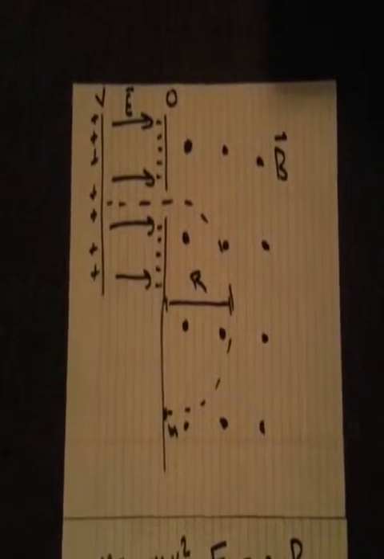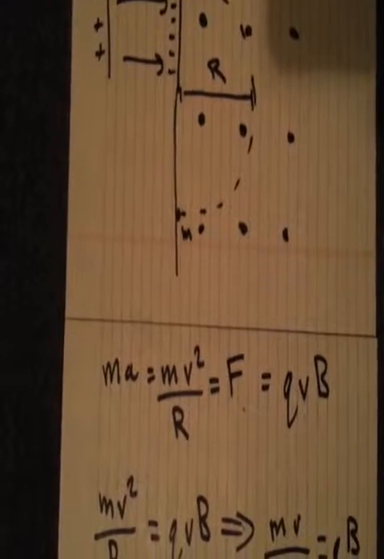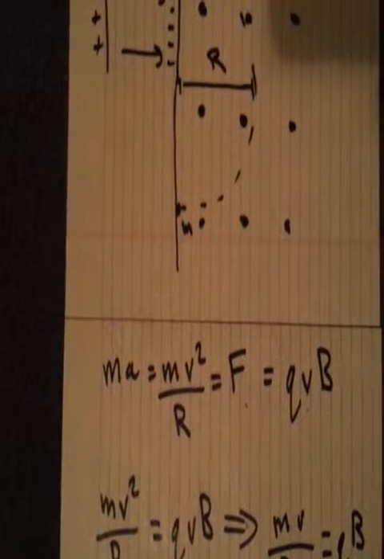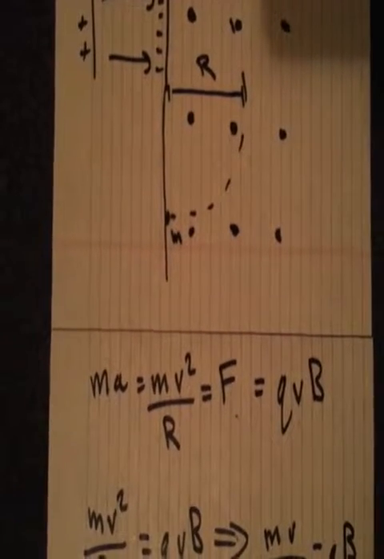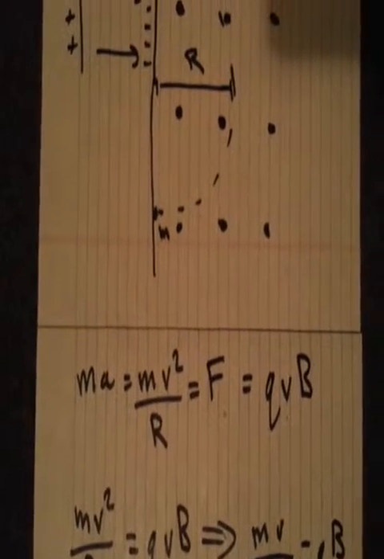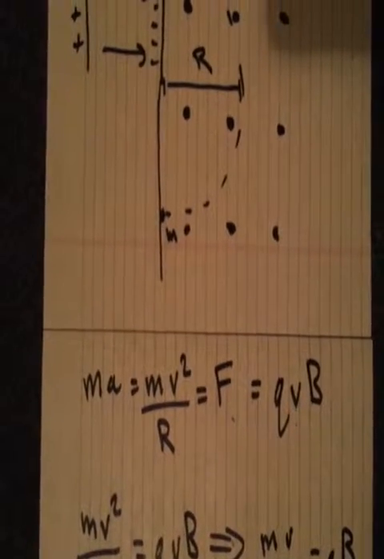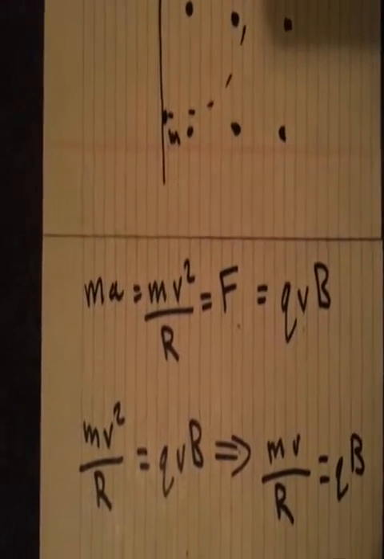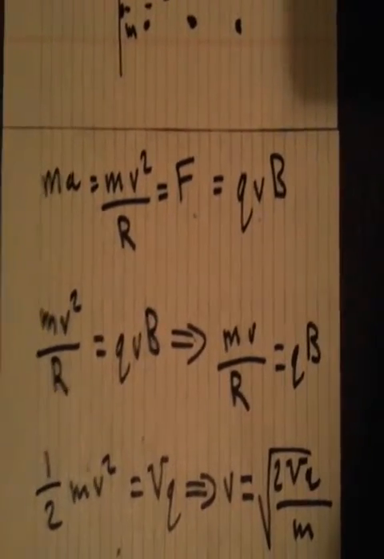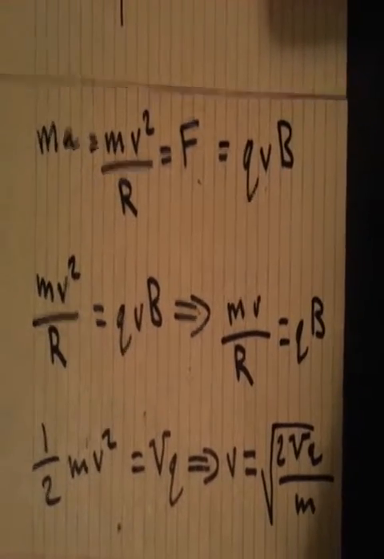So to start, we look at the force on the particle, which we know is equal to ma because it's circular motion, and we know that that is equal to mv squared over r from Physics 140. So then we equate that to qvB, which is the force due to the magnetic field. So this implies that mv over r equals qB, and so now we want to find v.